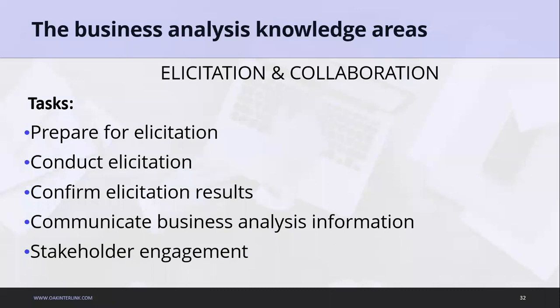And that is where the terminology called iterative comes in Agile. So Agile is both iterative and incremental. And that's a lovely technique you want to also deploy in managing this area where you collaborate with the stakeholders to ensure there's an alignment between what you are doing and what they expect. The task here is to prepare for elicitation, conduct elicitation, confirm elicitation results, communicate business analysis information, and stakeholder engagement.